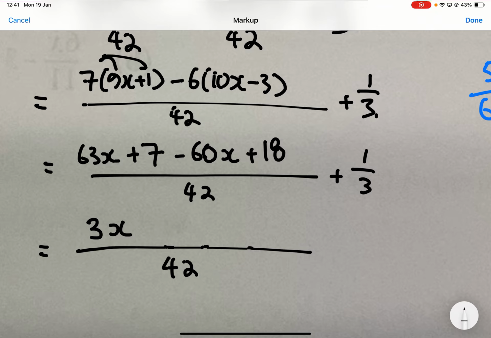So your minus outside a bracket will change the sign of all the things inside. 10x was positive. Positive become negative. Negative 3 was negative. Then negative become positive. Your minus will change the sign.